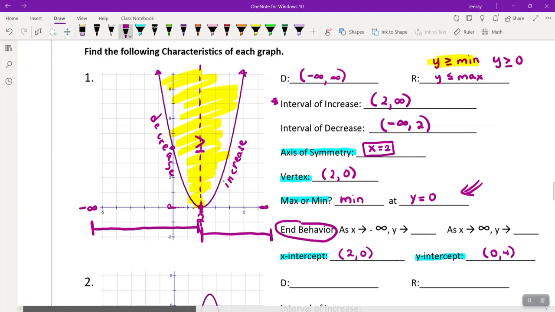So right here, as x goes to negative infinity, y goes to positive infinity. As x goes to positive infinity, y goes to positive infinity. End behavior, both of them are going up. That's positive infinity, okay?